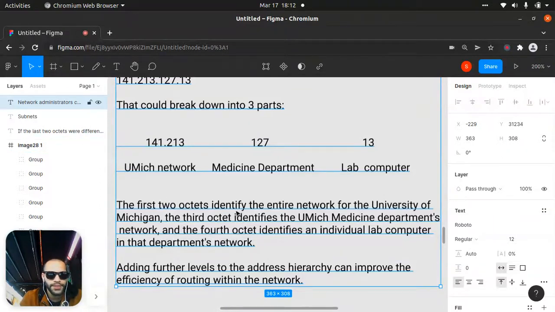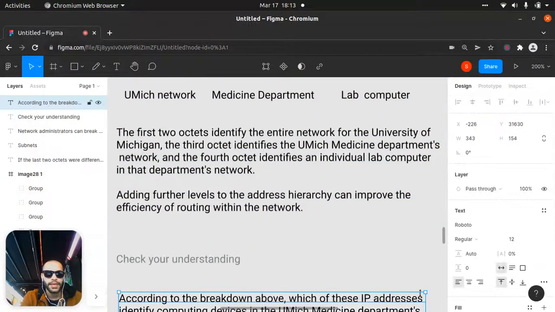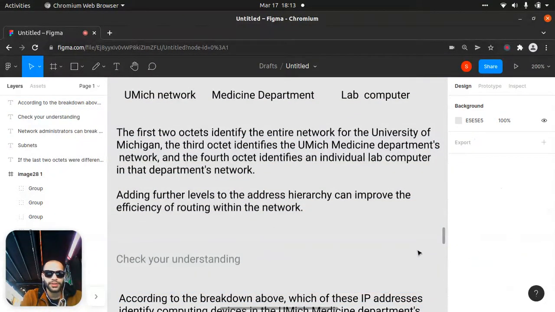The first octets identify the entire network for the University of Michigan. The third octet identifies the unique medicine department. It's all connected to each other in one way. You can think this is the child, this is the father, this is the grandfather, like that. And the fourth octet identifies an individual lab computer in that department's network. Adding further levels to the address hierarchy can improve the efficiency of routing within the network.